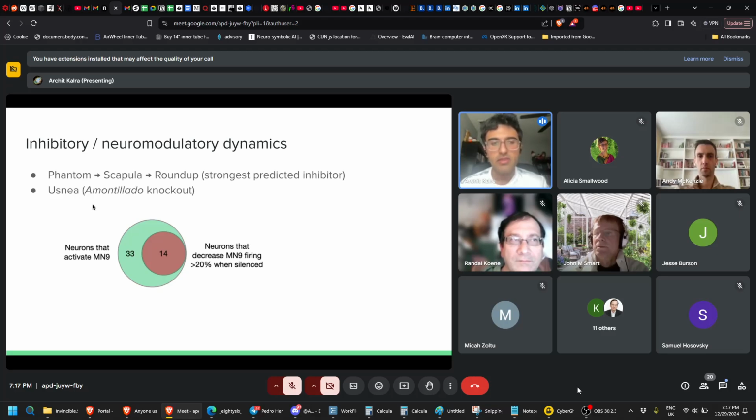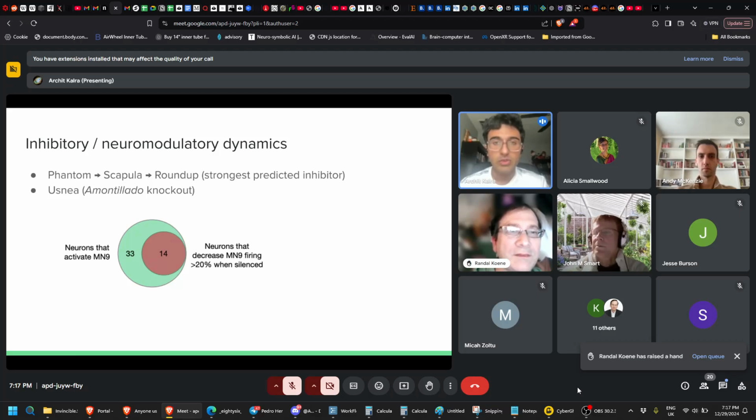The next point of note was the usnea neuron. So usnea was also important. It's been difficult to assess its overall impact on the network, but it's been postulated that it's inhibitory.